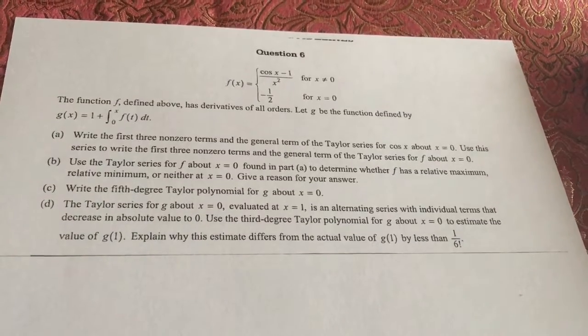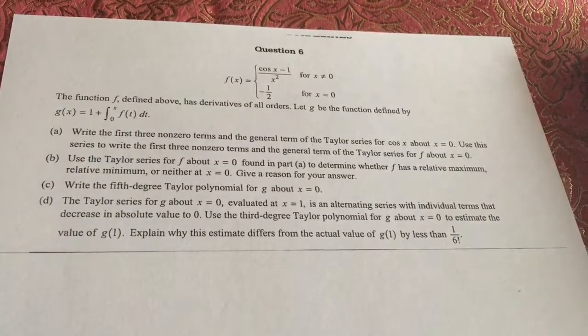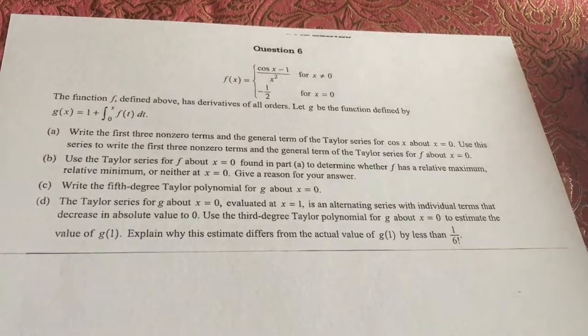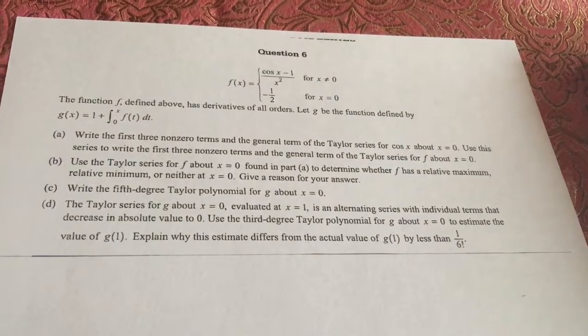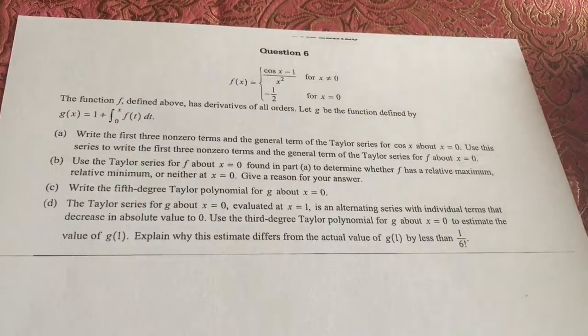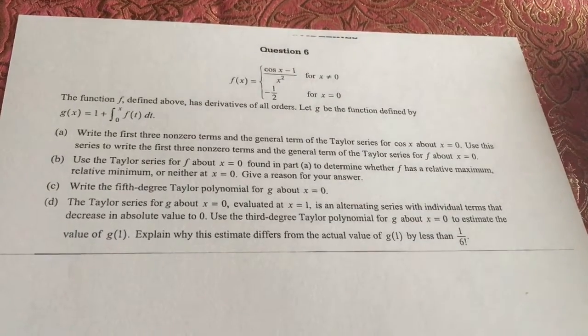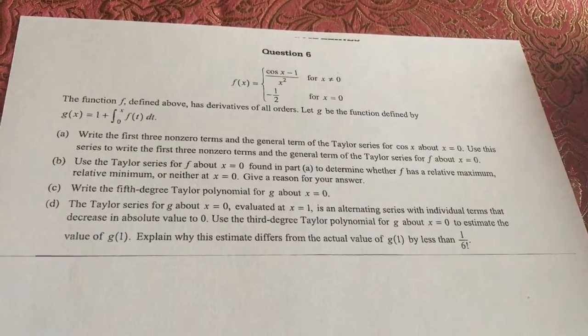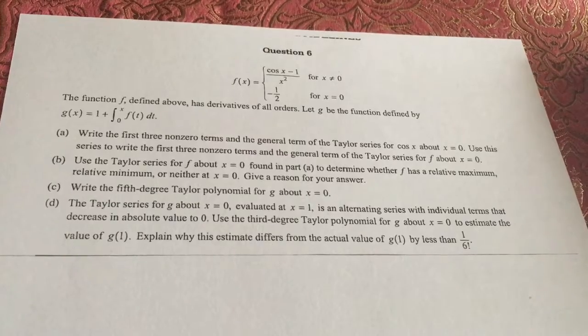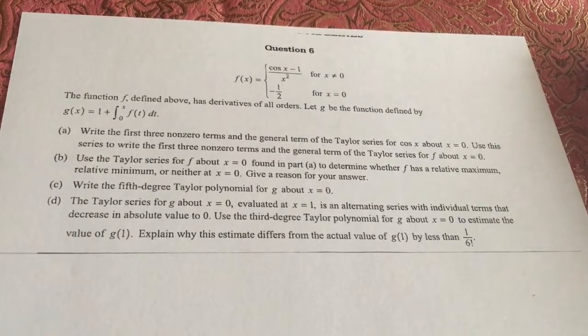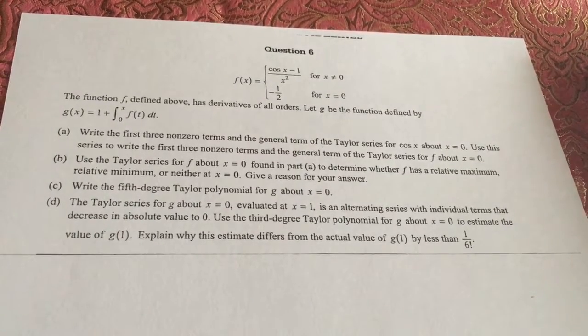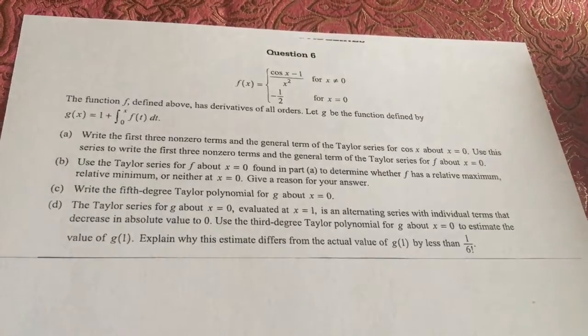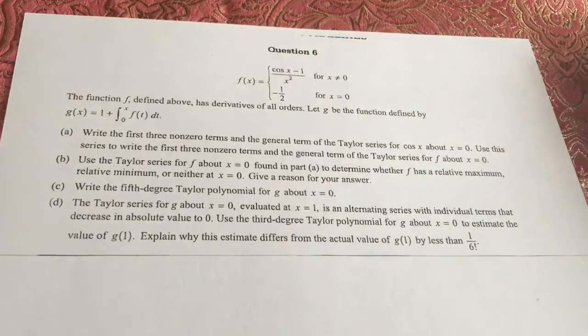The function f defined above has derivatives of all orders. Let g be the function defined by g of x equals 1 plus the integral from 0 to x of f of t dt. Part A says, write the first three non-zero terms and the general term of the Taylor series for cosine x about x equals 0. Use this series to write the first three non-zero terms and the general term of the Taylor series for f about x equals 0. Okay, so let's start.